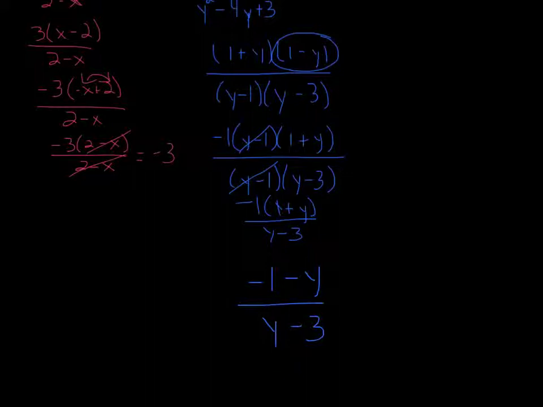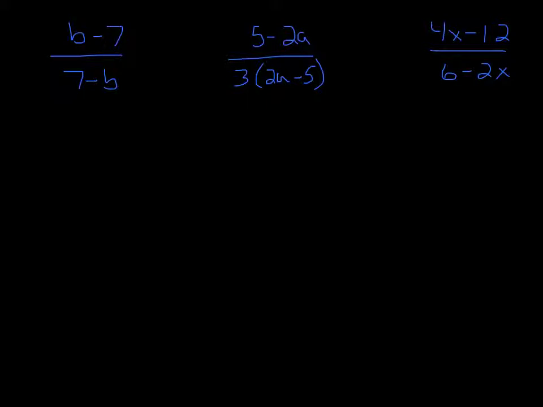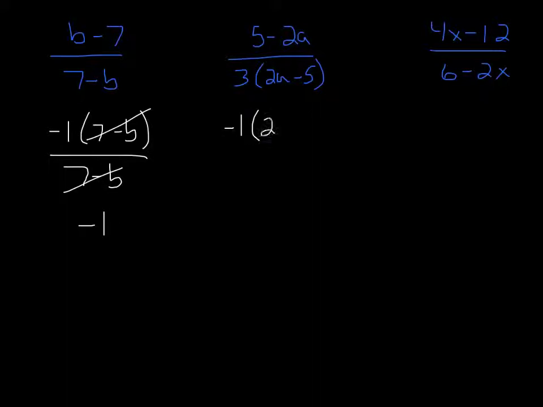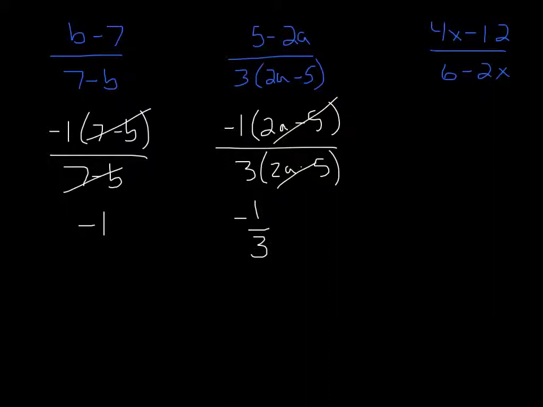Alright, so there's some to try next. Give those a shot. Okay, so let's take a look. The first one, b minus 7 over 7 minus b. So we'll just pull the negative 1 out of the top. Negative 1, and we have 7 minus b over 7 minus b. Those cancel. We're left with negative 1. There you go. Okay, on the bottom, 5 minus 2a over 3 times 2a minus 5. So we'll pull the negative 1 out of the top again. And we got 2a minus 5 and 3 times 2a minus 5. Those two cancel. We're left with negative 1 over 3.